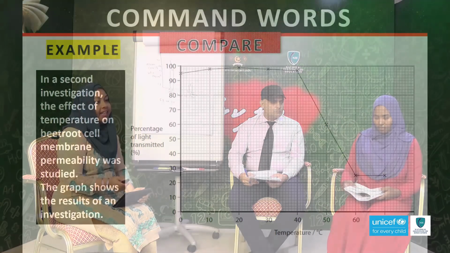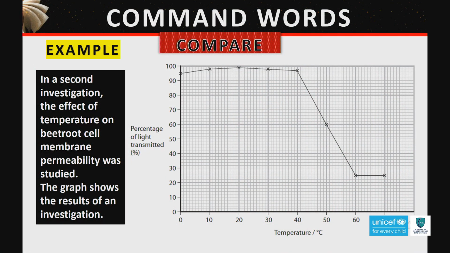Now, in the next question, they have done the same investigation in a different concept. In this one, the question is a compare question. In a second investigation, the effect of temperature on beetroot cell membrane permeability was studied. The graph shows the result of the investigation. Previously they did it with detergent, and now they want to see how temperature affects the leakage.